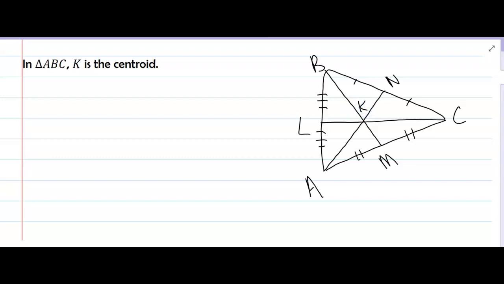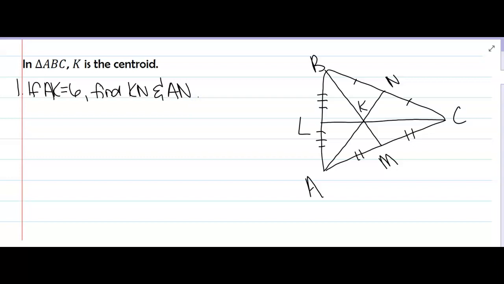All right, so we have our triangle drawn. Now it tells me in triangle ABC, K is the centroid, which means this is going to be the intersection of all those medians. So let's start here. Let's say if AK equals 6. Let's find KN and AN.